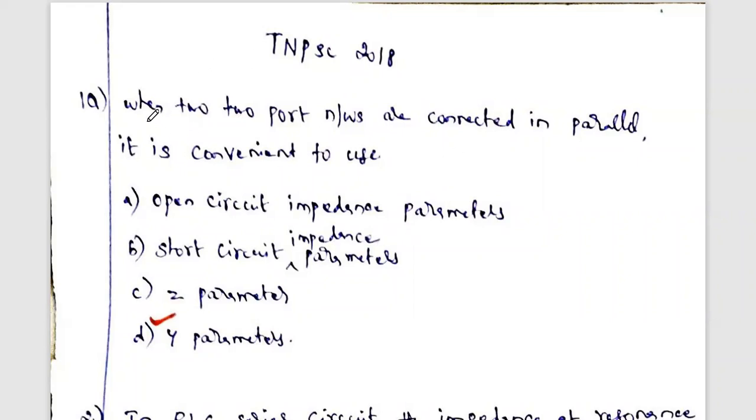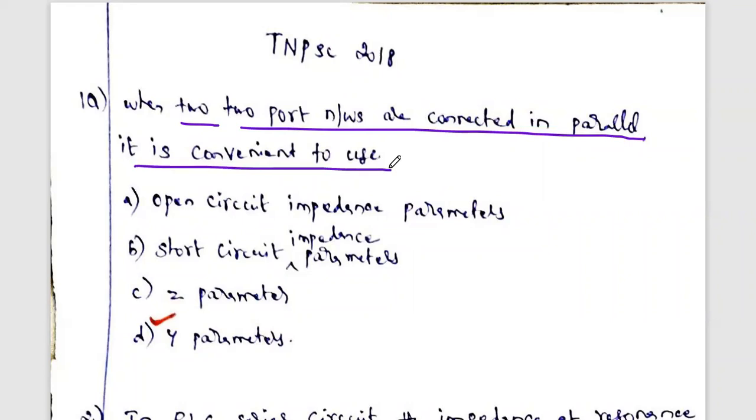The first question you see: when two two-port networks are connected in parallel, it is convenient to use dash parameter? Open circuit impedance parameter, short circuit impedance parameter, Z parameter and Y parameter. So already we discussed this problem in one TRB question.